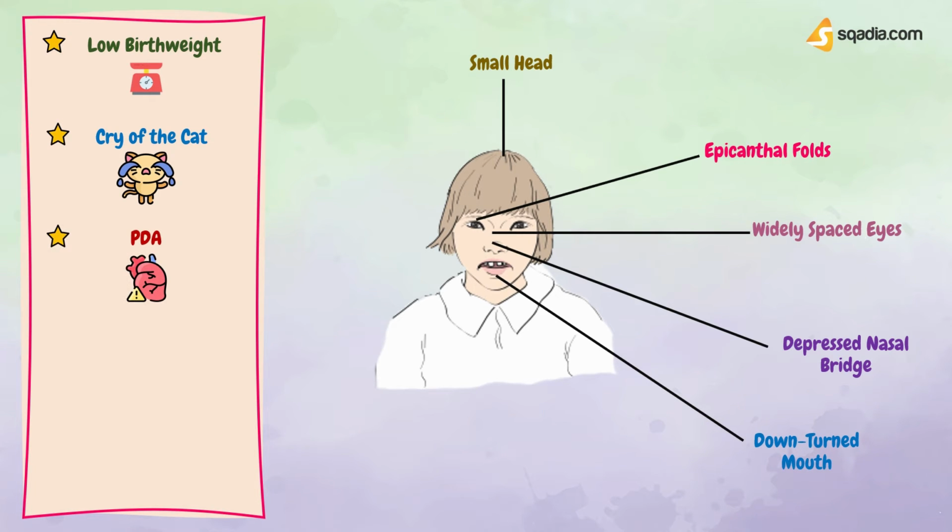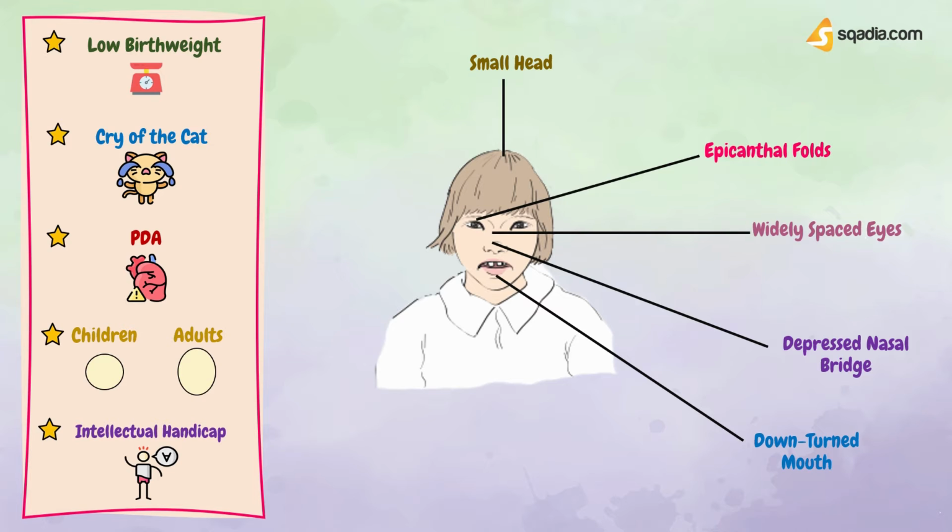Patent ductus arteriosus is present in 30%. Patent ductus arteriosus is a heart defect that can develop soon after birth. It affects the way blood flows through a baby's lungs. Mild patent ductus arteriosus might not need treatment, but some children with the defect may require catheterization or surgery. The face is round in children, elongated in adults. Severe intellectual handicap. IQ level is nearly 35.